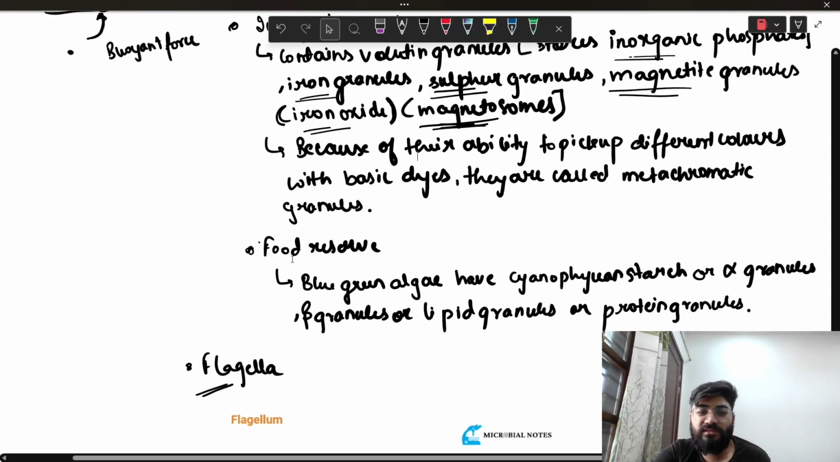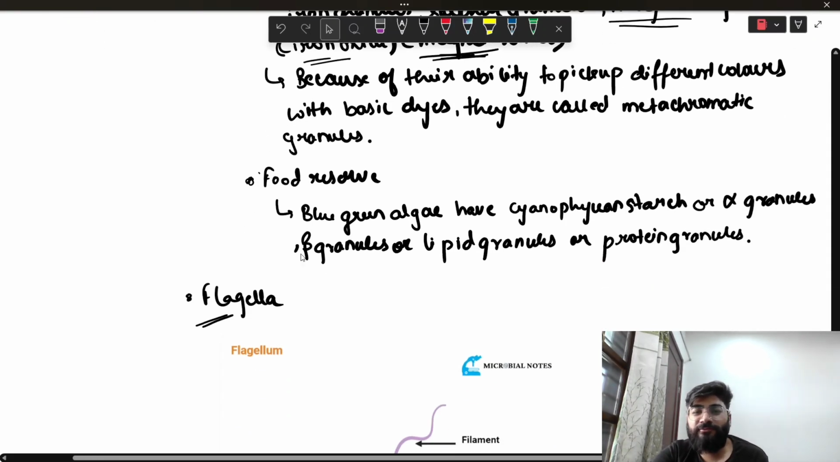Then we have food reserve inclusion bodies. If the food is starch, such as cyanophycean starch, the granule is called an alpha granule. If the food is lipid based, then it is a beta granule. If the component is protein, then it is a protein granule. So this is all about inclusion bodies.